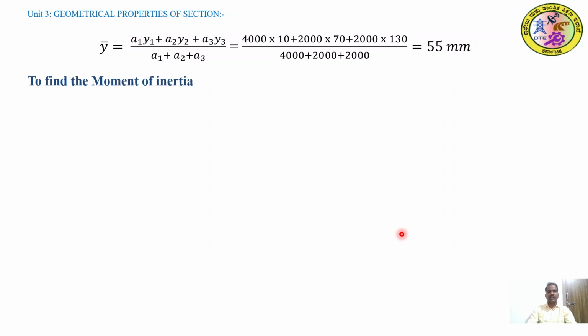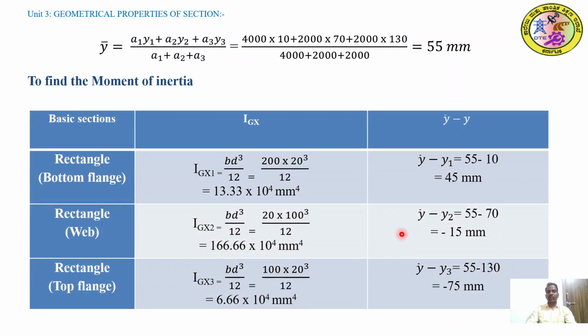Here, the next step is we need to find out the moment of inertia of the I section. To find out the moment of inertia, we must go by the moment of inertia of the individual rectangles. That is the bottom flange, the moment of inertia of the rectangle first, with respect to x is BD cube by 12, the width is 200 millimeter and depth is 20 millimeter, divided by 12, it's 13.33.